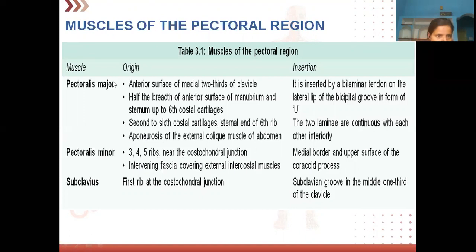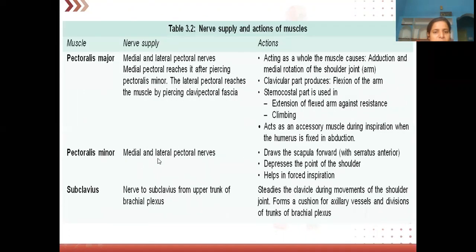Okay. So pectoralis major and minor, both of them are supplied by which nerves? Medial and lateral pectoral nerves. Okay. So what does pectoralis major do? It is bringing about adduction, and see, adduction is this, medial rotation is this. So it brings about adduction and medial rotation. Okay. So that is the whole muscle.